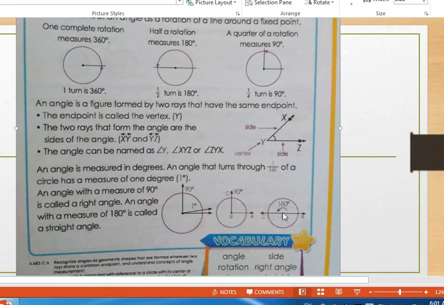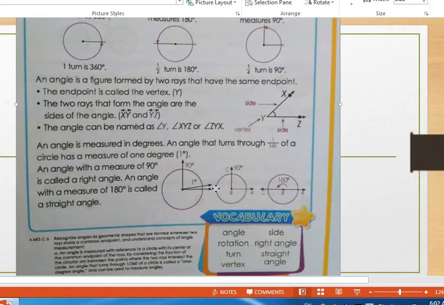And here, this is called 180 degrees in the straight line. I have the straight line AC. It's 180 degrees. It's called a straight angle. Straight angle, and 90 degree angle. Okay? Okay, dear students?